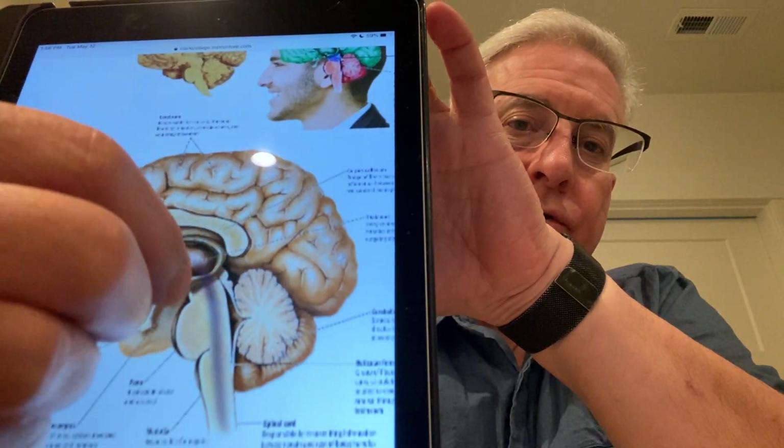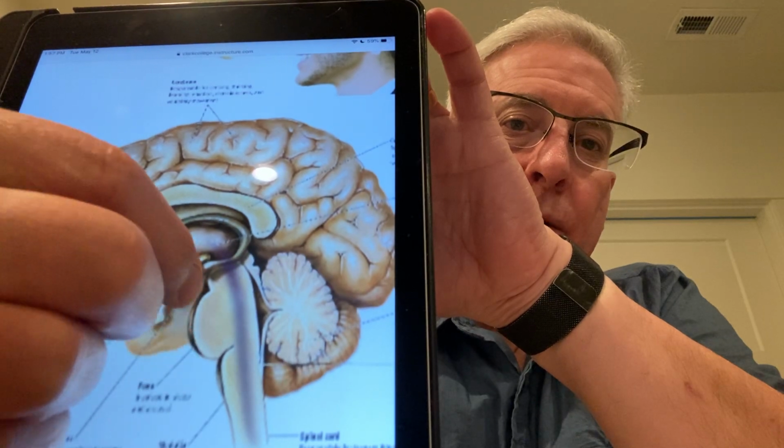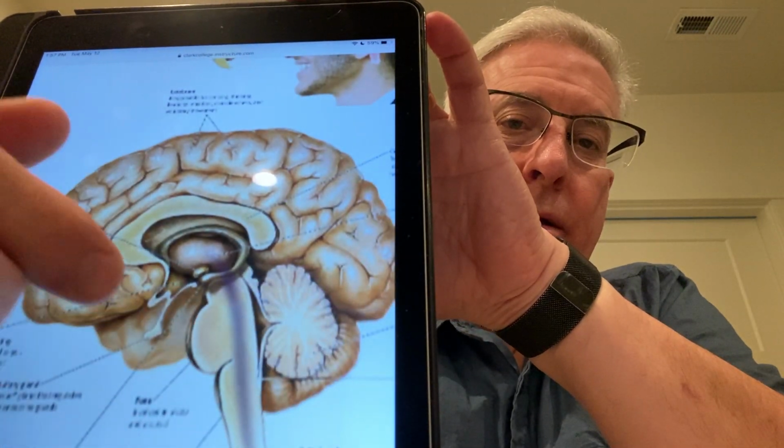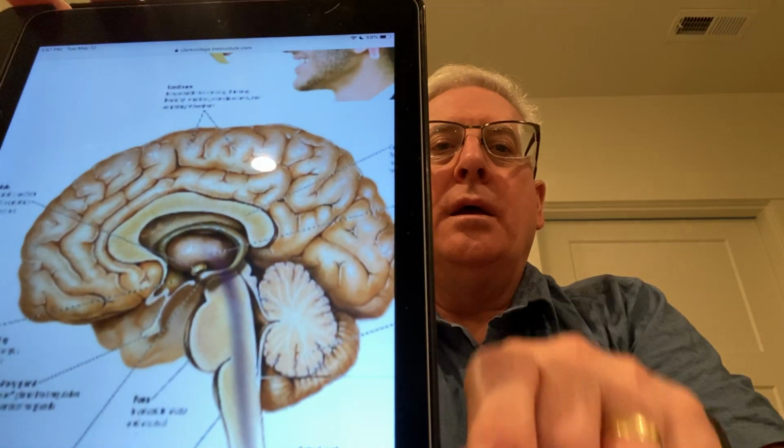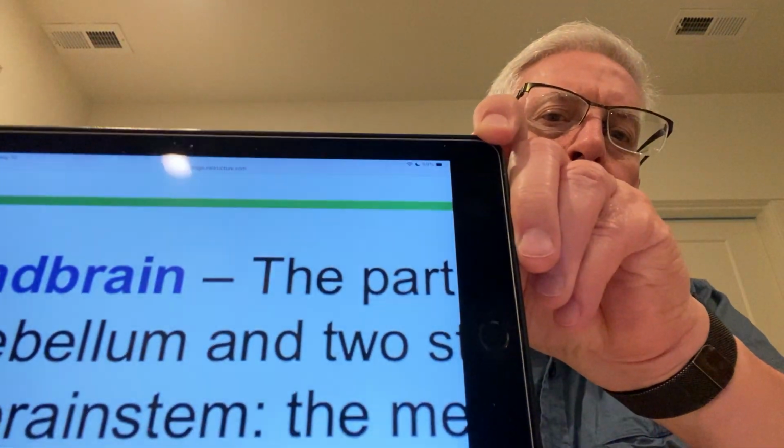That's these structures right in here. Let me open it up some more. See if it'll get a little bigger. It only gets that big. Maybe it'll get a little bigger this way. Uh-oh. Lost it.